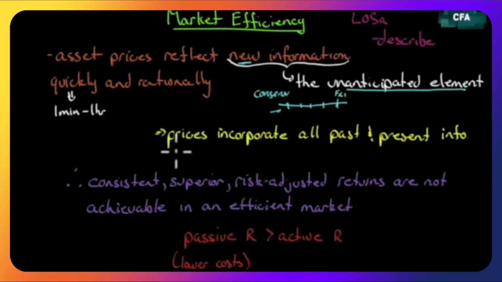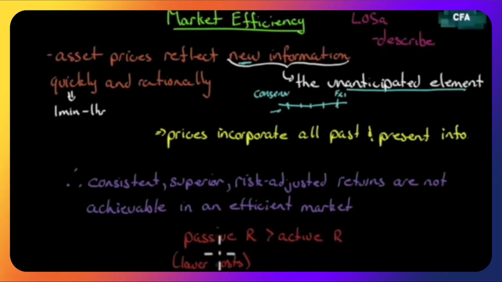So that, in conclusion, prices incorporate all past and present information. Well, if prices incorporate all past and present information, you can start to see the different forms of analysis we can do on the market, and I've been critical of this before, that technical analysis seems to be rather useless. We'll see what the efficient market hypothesis has to say about that. Here's a conclusion. Consistent, superior, risk-adjusted returns are not achievable in an efficient market. What they're saying here is that a return from passive investing will always beat the return from active investing, simply because with passive, you don't have to pay the fees.